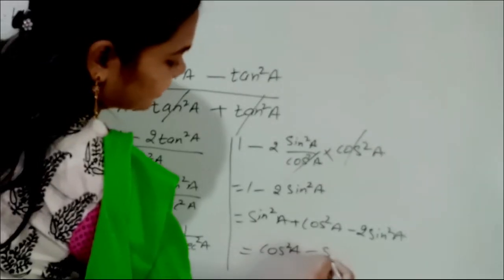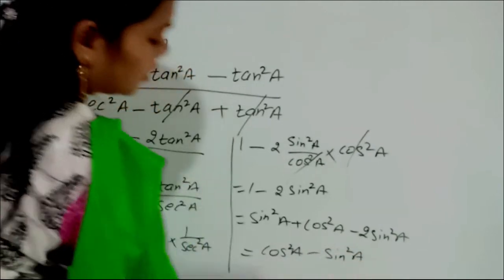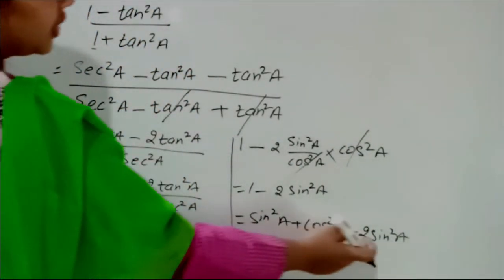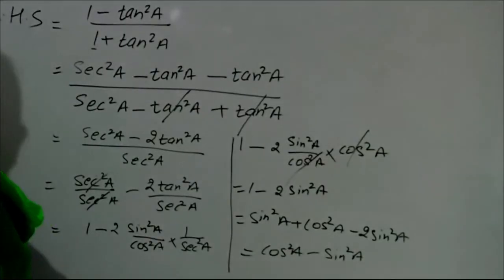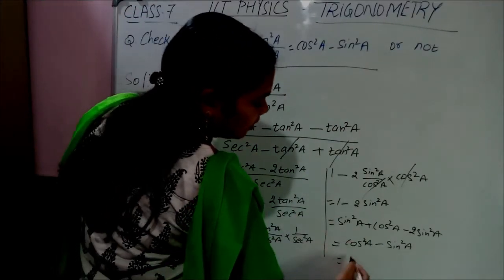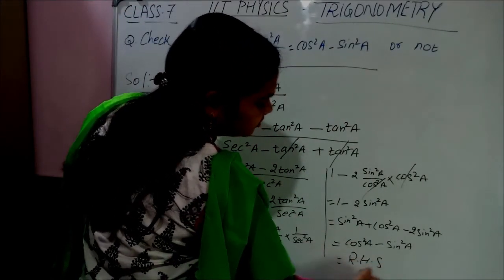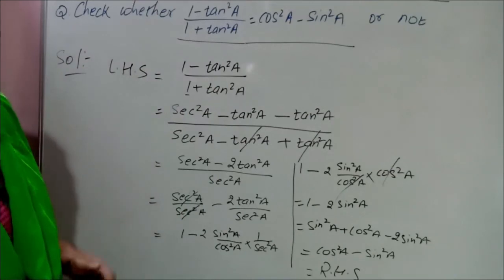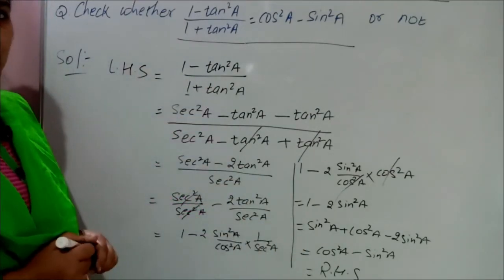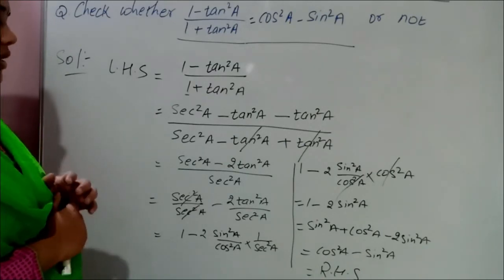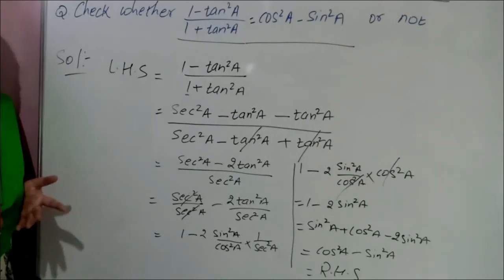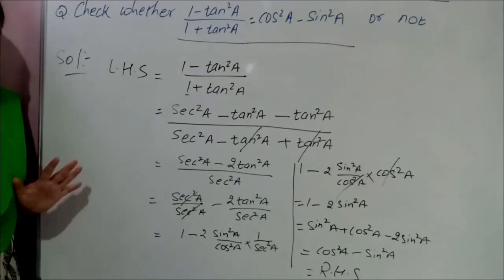Sin square a minus sin square a. 1 minus 2 minus 1. So what we got? Cos square a minus sin square a. Cos square a minus sin square a, we got RHS. LHS equal to RHS we got. It means this value is this. Okay, proved.